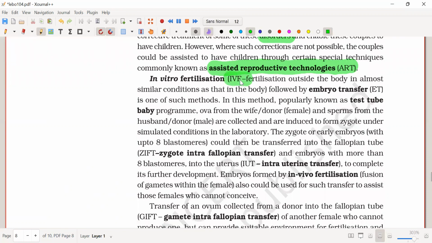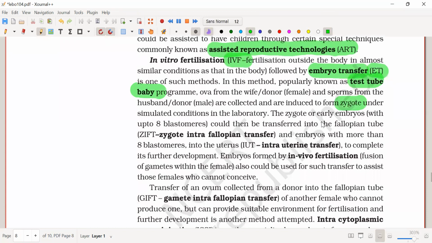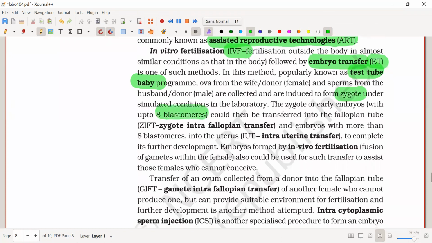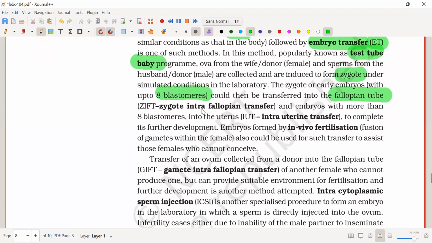In vitro fertilization, IVF, fertilization outside the body in almost similar conditions as that of the body, followed by embryo transfer is one such method. In this method, popularly known as test tube baby program, ova from the wife or a donor female, and sperm from the husband or a donor male, are collected and are induced to form zygote under stimulated conditions in the laboratory. The zygote or early embryo with up to 8 blastomeres would then be transferred into the fallopian tube, zygote intrafallopian transfer, and embryos with more than 8 blastomeres into the uterus, intrauterine transfer, to complete its further development.